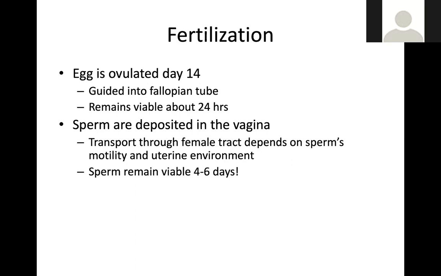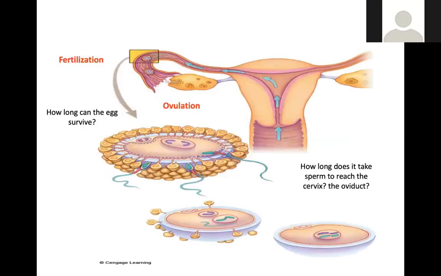And then the sperm remain viable for 4 to 6 days. So that's also a range of time. This is not something that either just happens or doesn't. It's actually a range of time where, if the ranges of times line up, fertilization would occur. Here's a little bit more of a descriptive picture of fertilization.